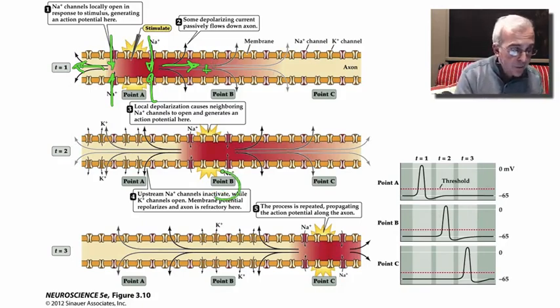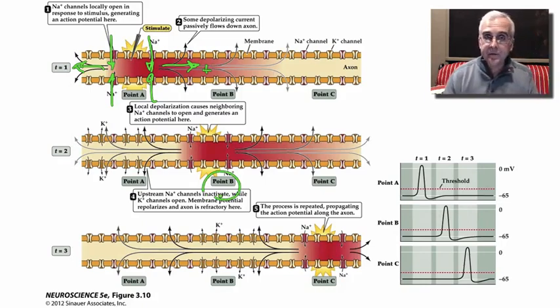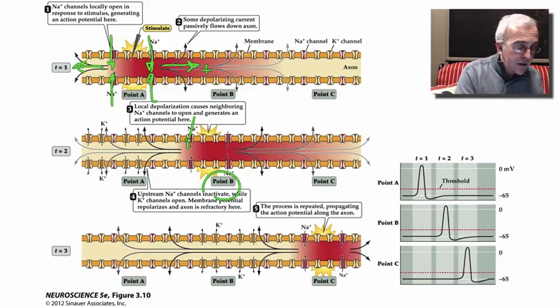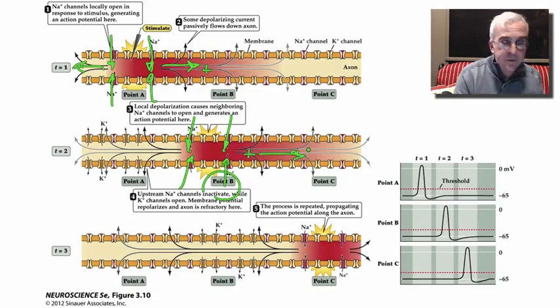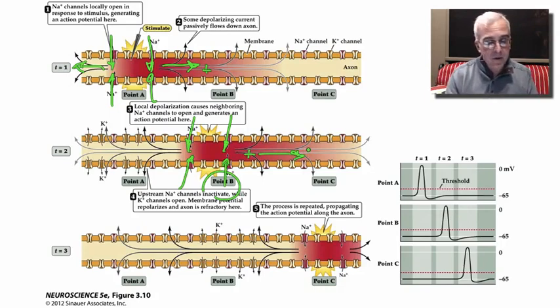And as we reach point B, if there still is sufficient depolarization of this membrane, the next batch of sodium channels are going to open up, sodium is going to rush in, and the wave of depolarization is going to continue in this direction from point A to point B and now from point B to point C.